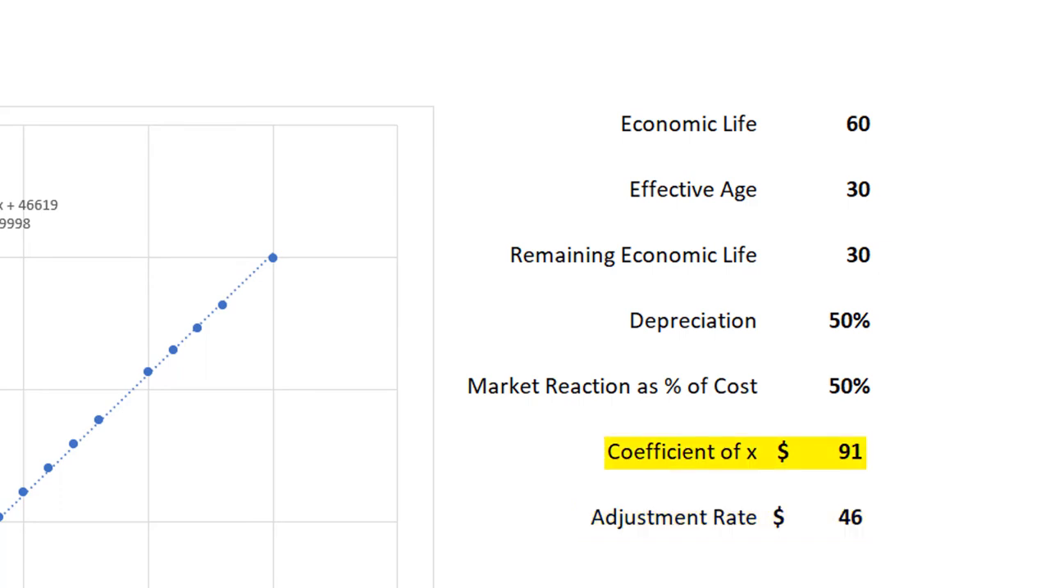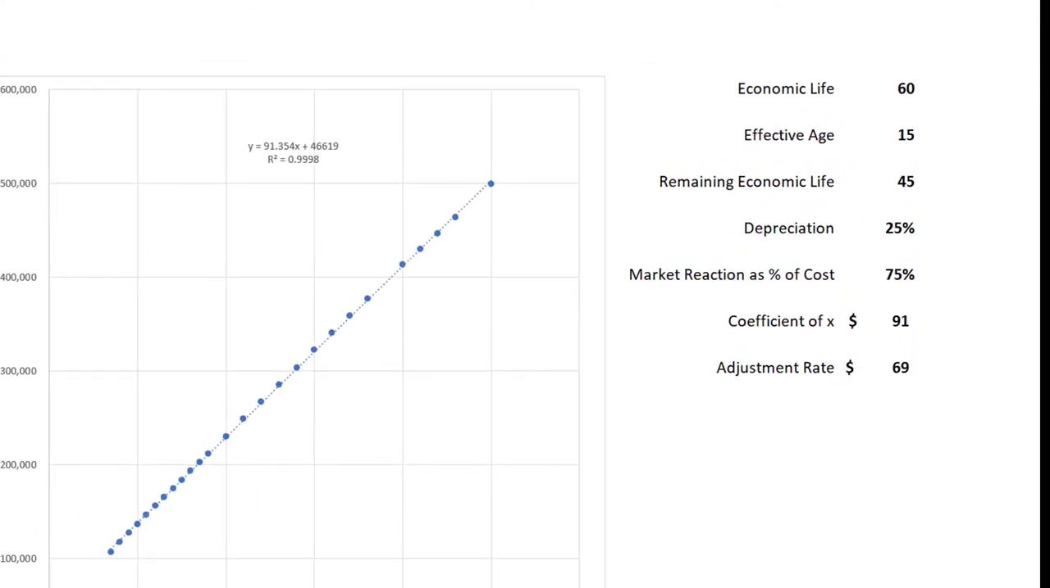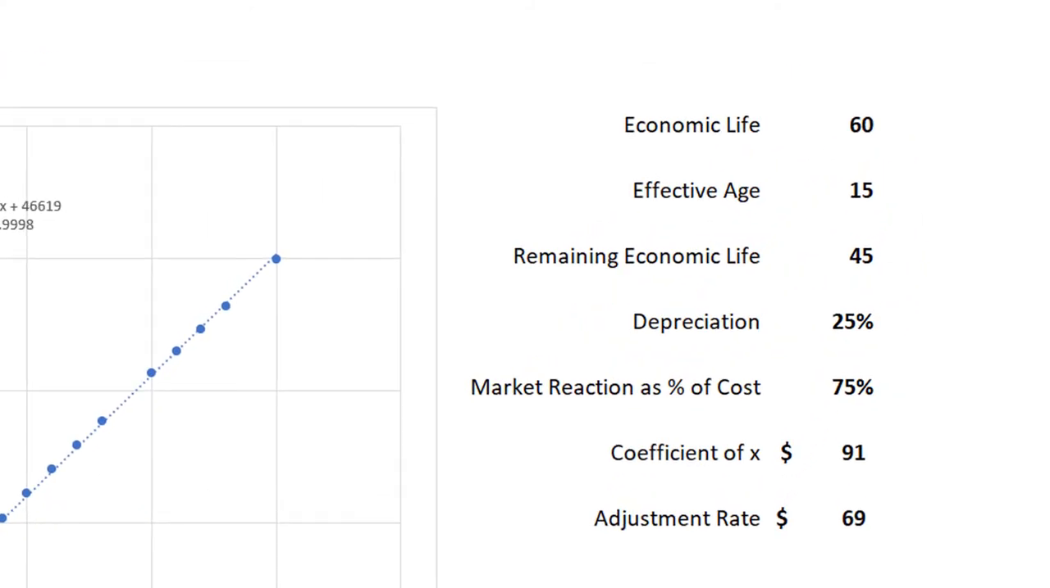per square foot. If the improvements are effectively 15 years old, the remaining economic life must therefore be 45 years. Depreciation is 25%. The market, therefore, is paying 75%. The adjustment rate is $69 because $69 is 75% of $91. Now for a final thought. In this last example, remaining economic life is 75% of total economic life.